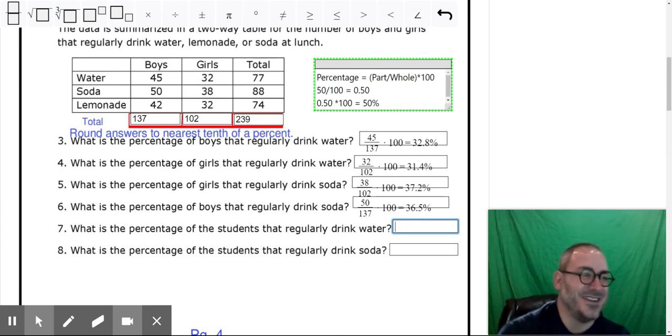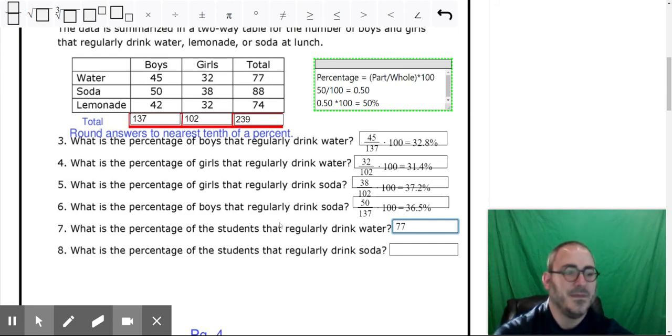All right, great. So, part over whole, okay? What's the percentage of students that regularly drink water? Students that regularly drink water is my part. Students this time, both boys and girls, are students, right? So students that drink water is 77. That's the boys that drink water and the girls that drink water. So it's 77 total students that drink water.